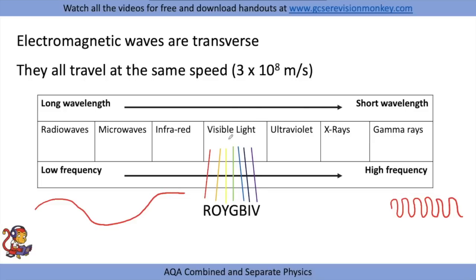In the middle, the visible light is split up into red, orange, yellow, green, blue, indigo, and violet. So if you were to split what we call white light, you would see this spectrum of colours. So you need to know that order, ROYGBIV.